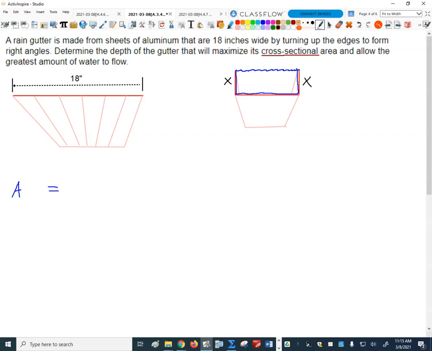Because I want to calculate area here, right? So my area is going to be x times what? I need the depth times the width. I've got to know what to multiply x by. Okay, we're getting there.